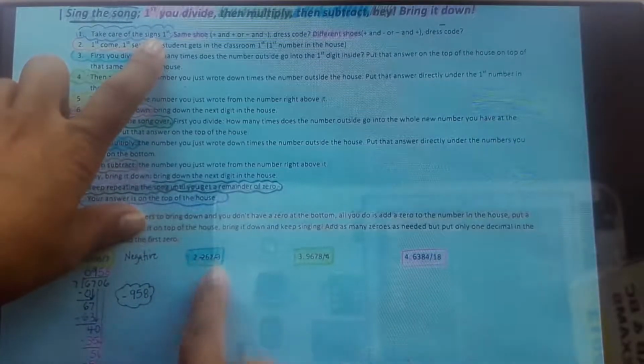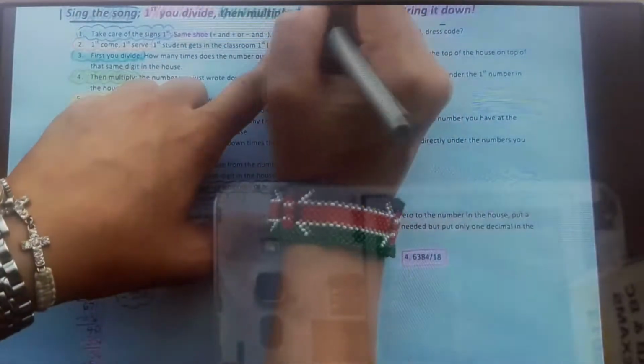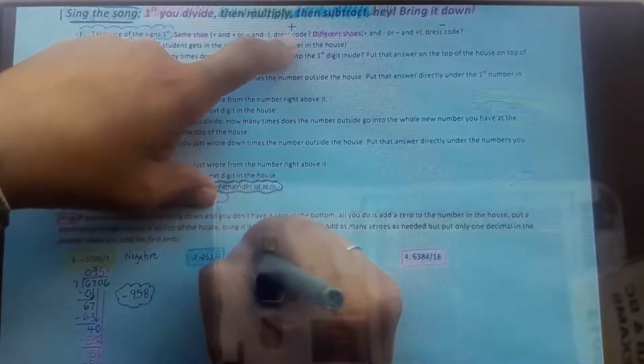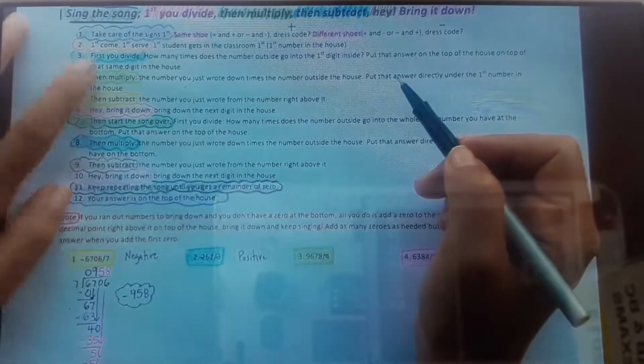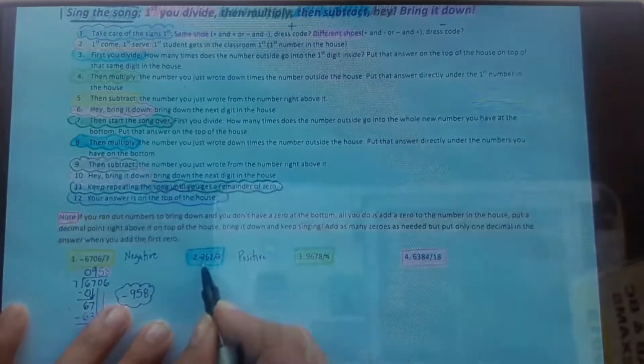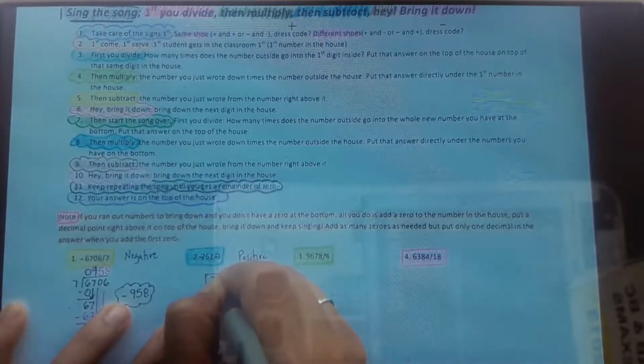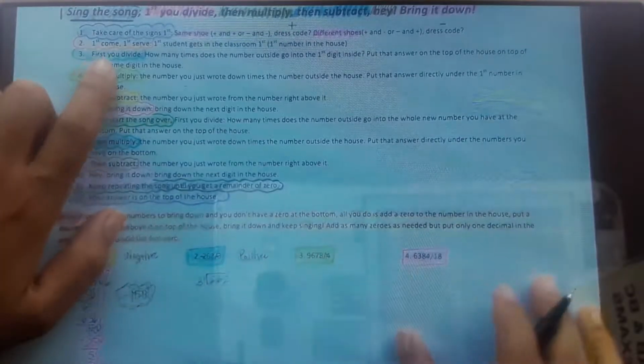So again, the first step is take care of the signs. So we've got the same sign or same shoe. That's good. That's positive. So my answer is positive. First come, first serve. First student in the classroom first gets in the house. So first number in the house, 262. The other number outside. All right, let's sing my song.